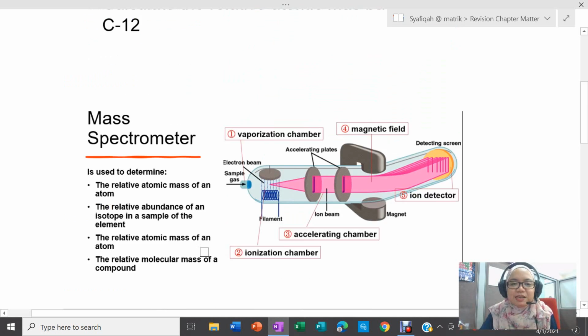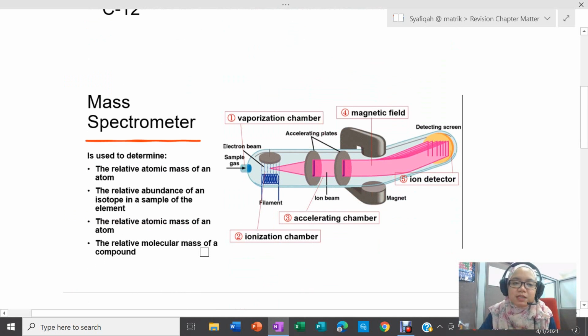This mass spectrometer has a few uses. First, it is used to determine the relative atomic mass of an atom, to determine the relative abundance of an isotope in a sample of an element, and to determine the relative molecular mass of a compound. These are the parts of the mass spectrometer. You can read this by yourself.